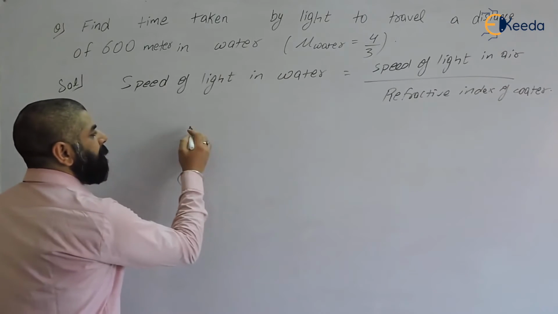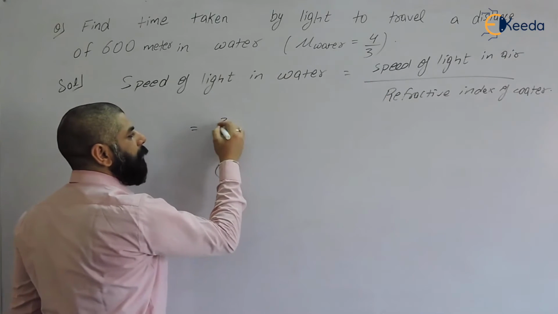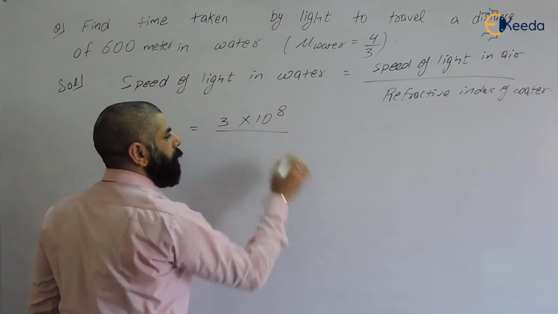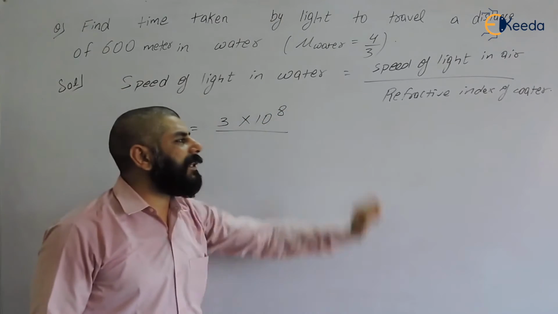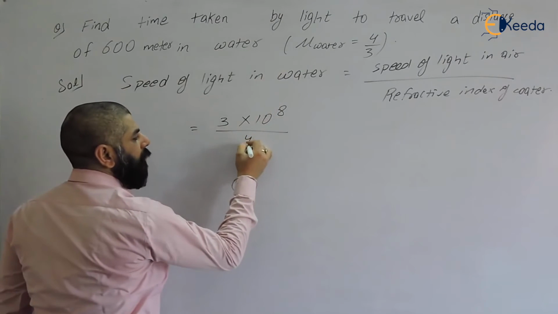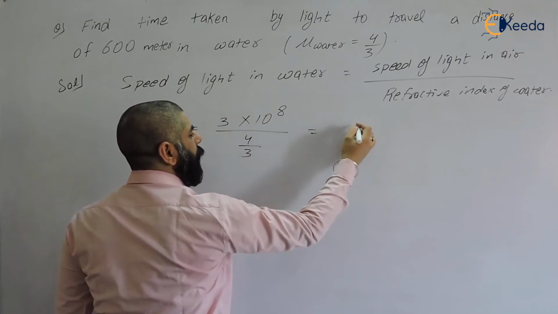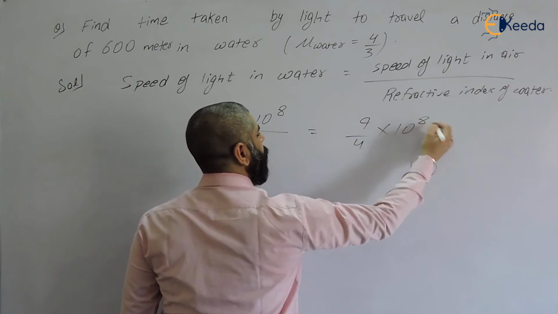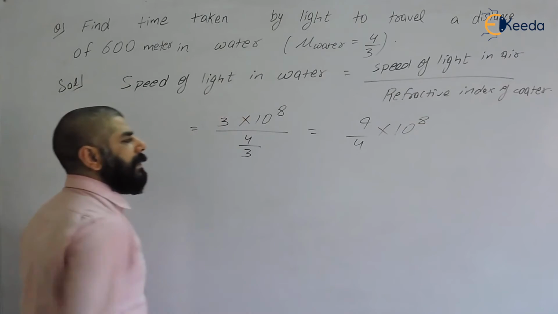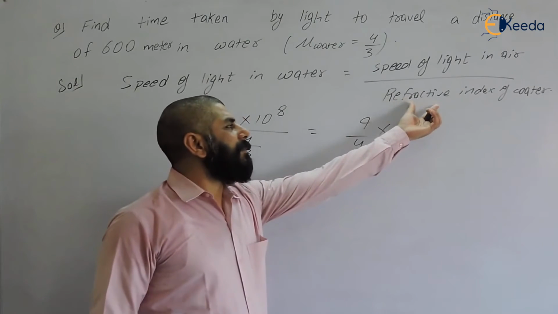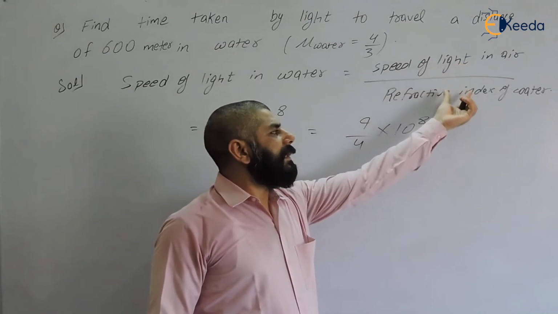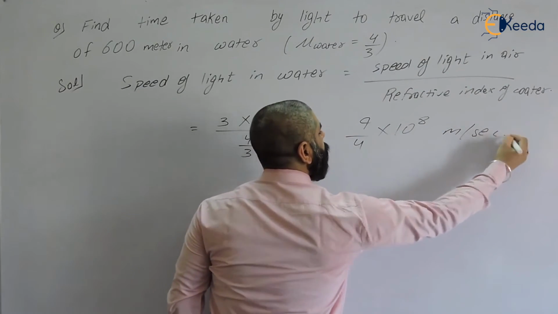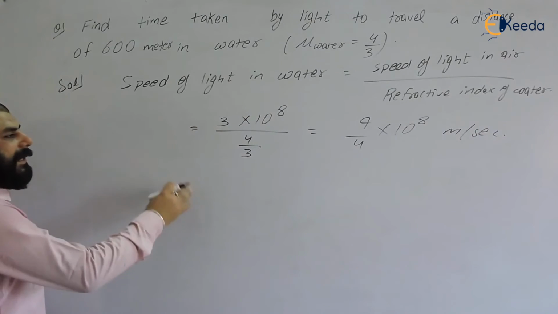So what is the speed of light in air? That comes out to be 3 into 10 raised to power 8 meter per second. And the refractive index of water is given as 4/3. So this will come out to be 9 divided by 4 into 10 raised to power 8. Right? That is in meter per second. Refractive index is a dimensionless quantity, so it is a unitless quantity. So unit is meter per second. So this is the speed of light in water.